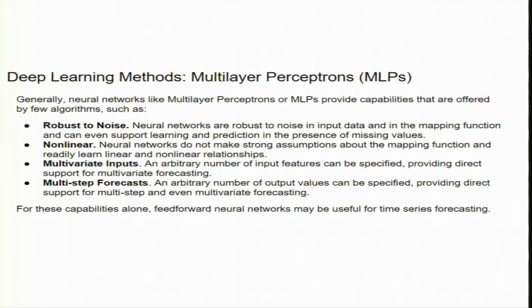Now, another deep learning method is called multi-layer perceptrons. Neural networks like multi-layer perceptrons provide capabilities which are offered by few algorithms, such as robustness to noise, non-linear, multivariate inputs, and multi-step forecast.